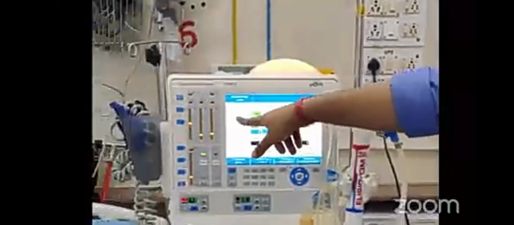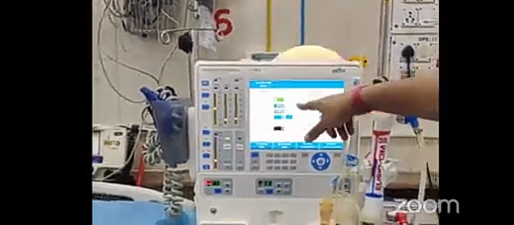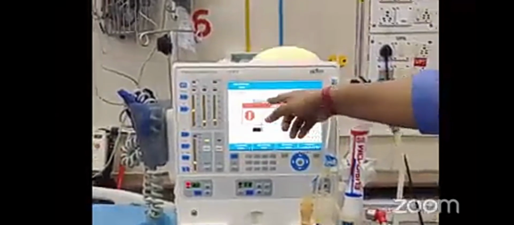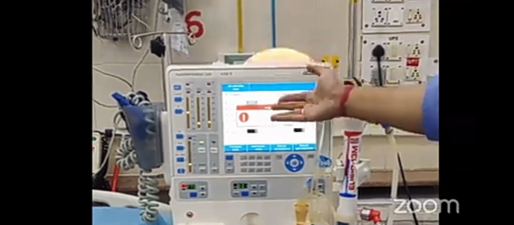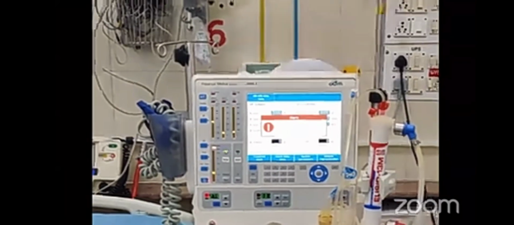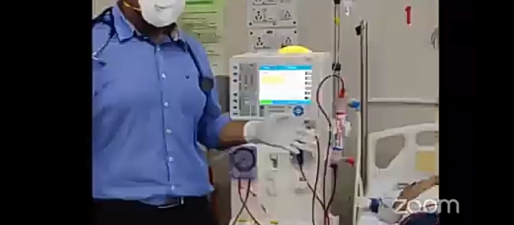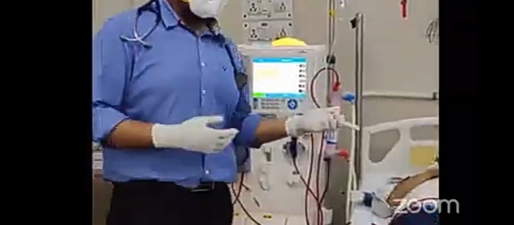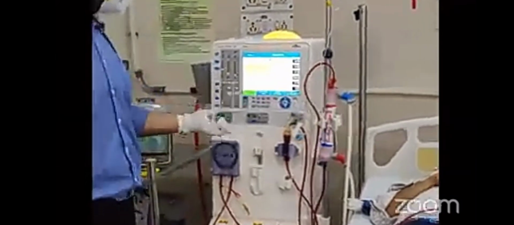And this is the ultrafiltrate menu. Over here we have to set the ultrafiltrate goal: how much fluid we want to take out from the patient, and then you have the time left, and then you have the ultrafiltrate rate. As you can see here, we already connected the patient. So now this patient already has ongoing dialysis.